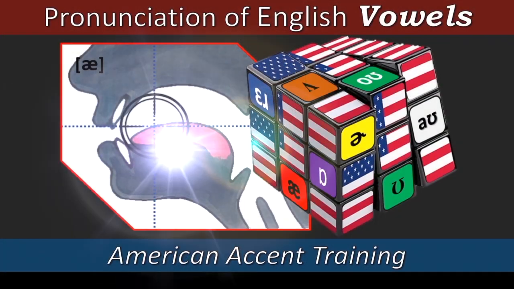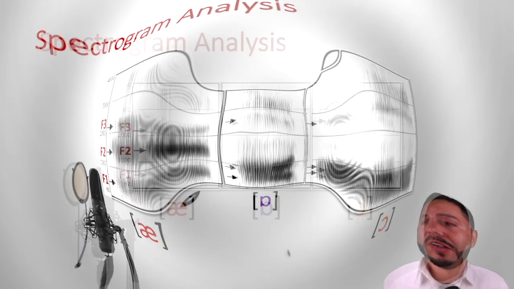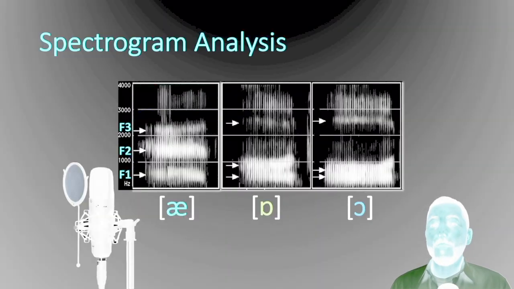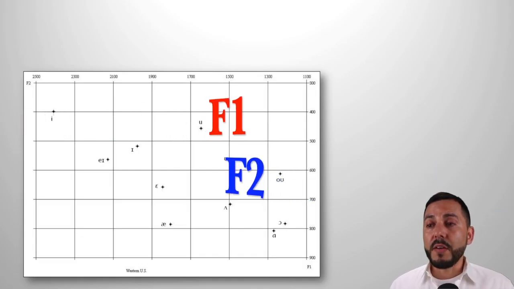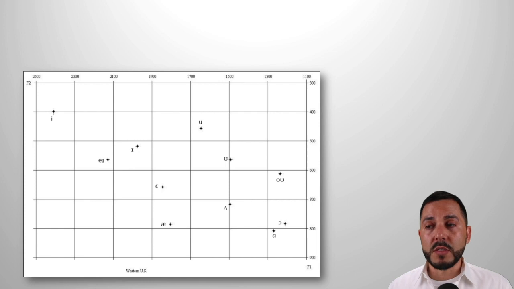Let's talk about pronunciation of English vowels. Here's a spectrogram analysis for some of the sounds covered in this lesson. Have a look at the IPA symbols on the graph. The F1 and F2 frequencies of these sounds show the distance or difference in sounds.